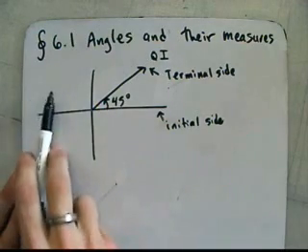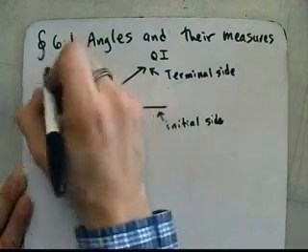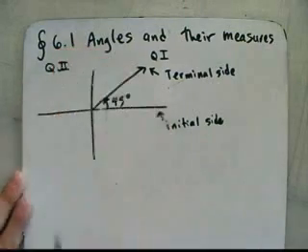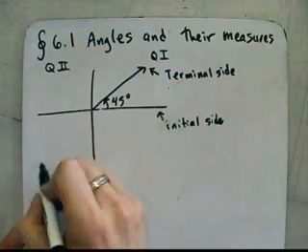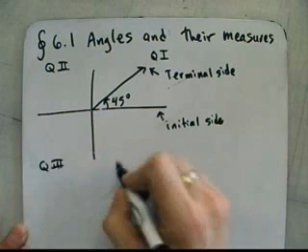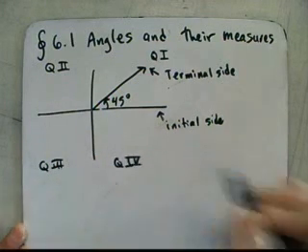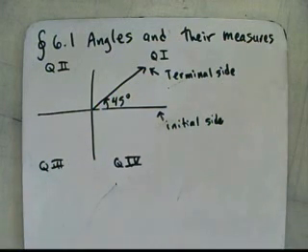Quadrant 2 is where the x is negative and the y is positive. So up here is quadrant 2. If I come down here, quadrant 3, and quadrant 4. Everybody okay with that? You guys remember that? It's probably been a little while since you've seen that, but hopefully we're okay.